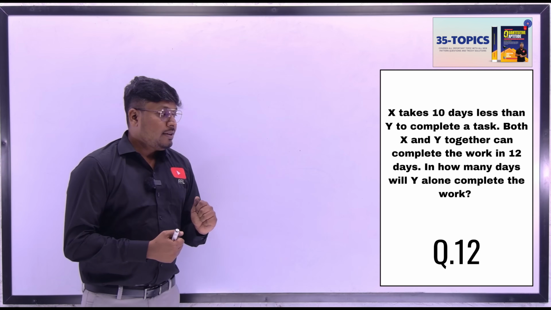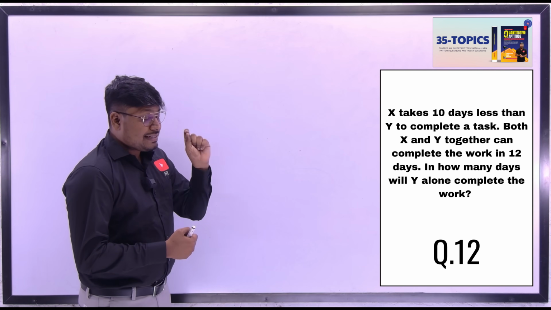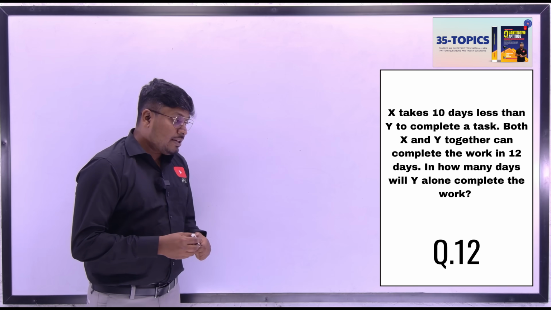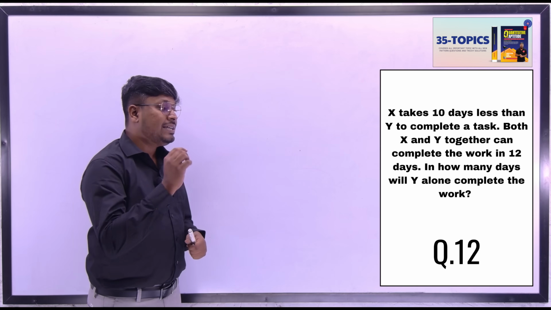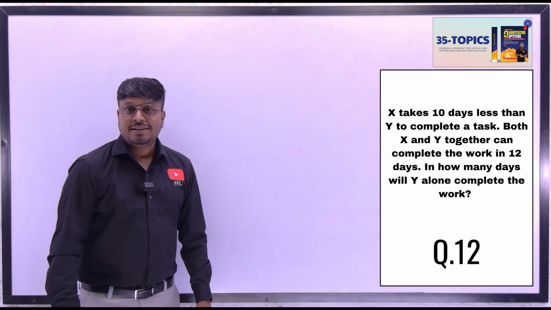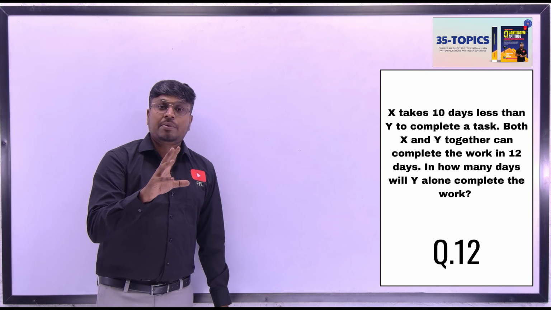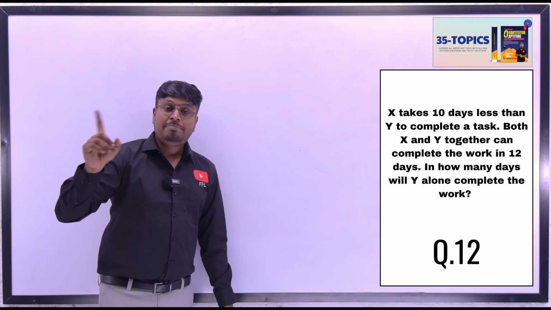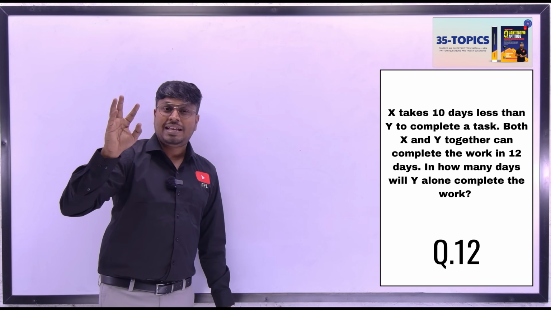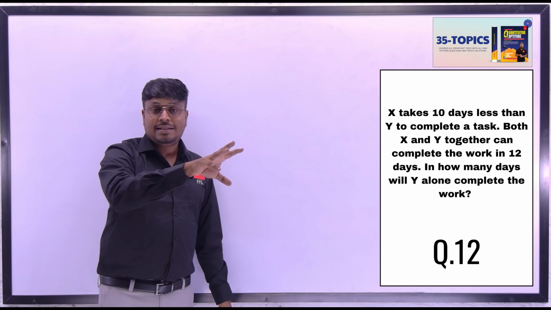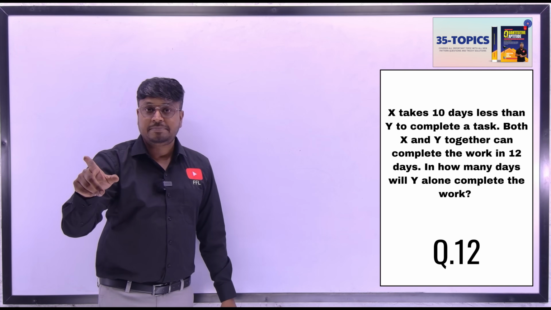12th question. x takes 10 days less than y to complete a task. Both x and y together can complete a work in 12 days. In how many days can y alone complete the work? I think we have solved one question based on a similar concept in terms of efficiency. One person is taking 10 days more than B, so we considered A as x days, B will be x plus 10.